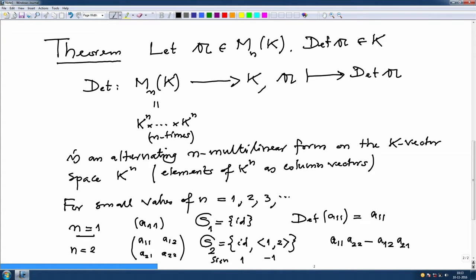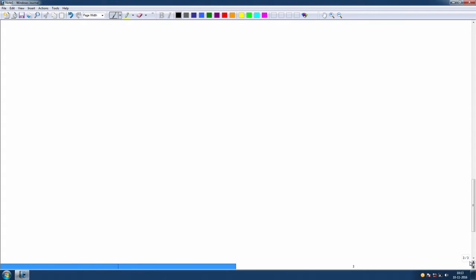This is the determinant, therefore, in this case, determinant of A11, A12, A21, A22 is this one. And this is the usual one: the product of the diagonal, that is this term, and the product of the anti-diagonal with the minus sign, that is this term. So this was what usually was mentioned, at least when I was in school in 11th standard.